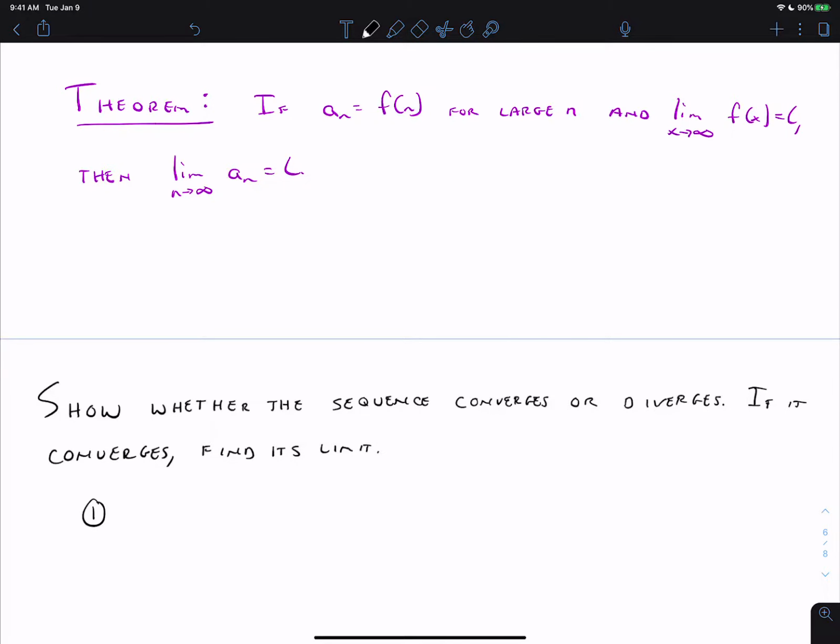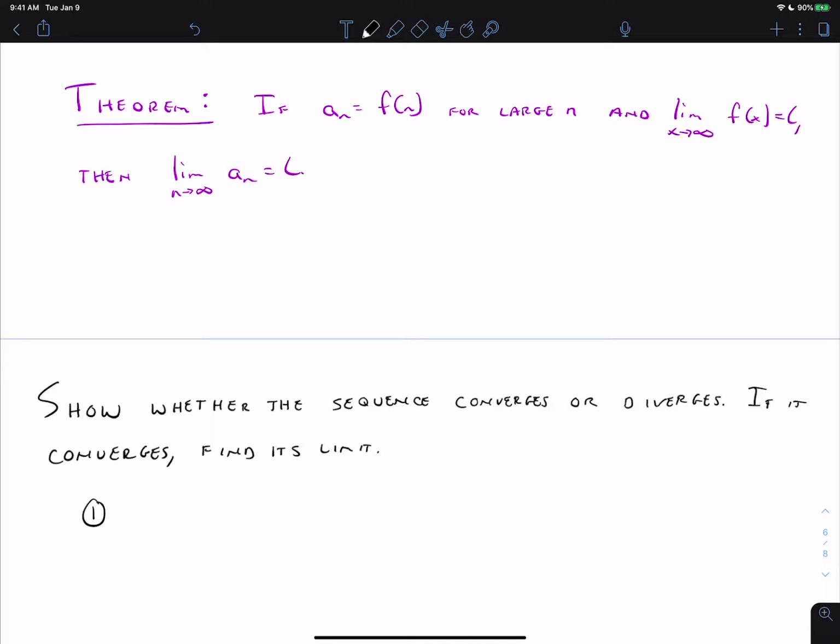Okay, this video covers more examples of sequence convergence and divergence. I want to start talking about the theorem at the top of the screen. It says that if a_n is equal to f of n for large n, remember that n needs to be an integer for sequences, so a_n is equal to some function f of n for large integer values of n, and the limit as x approaches infinity of f of x equals some number L, then the limit of the sequence is also equal to that number L.